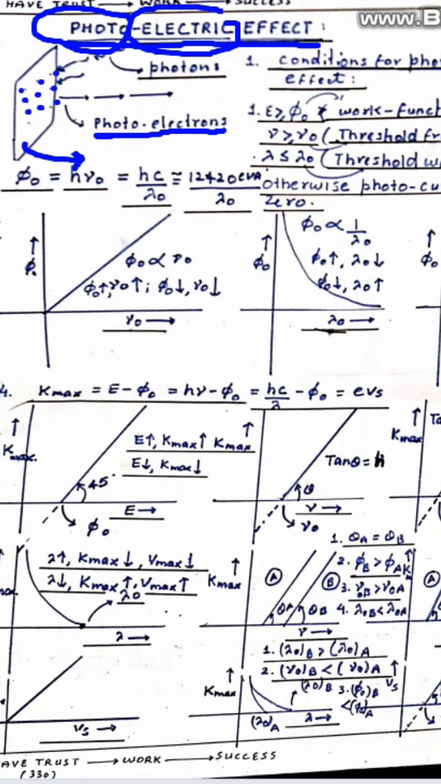So the first point is conditions for photoelectric effect. So the conditions are that energy of the photon should be greater than the work function of the metal. And this can be equivalently said that frequency should be greater than the threshold frequency. And the same expression reduces to wavelength should be less than the threshold wavelength. So as per the first condition is concerned, we have three cases. Energy of photon should be greater than work function. Second condition is frequency should be greater than threshold frequency. And third is wavelength should be less than the threshold wavelength.